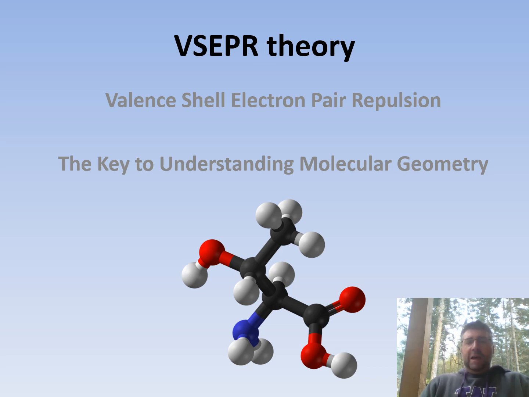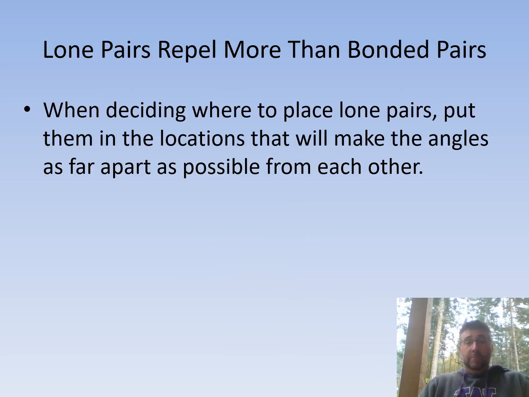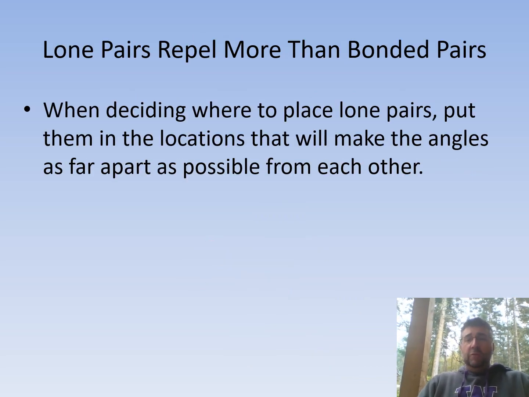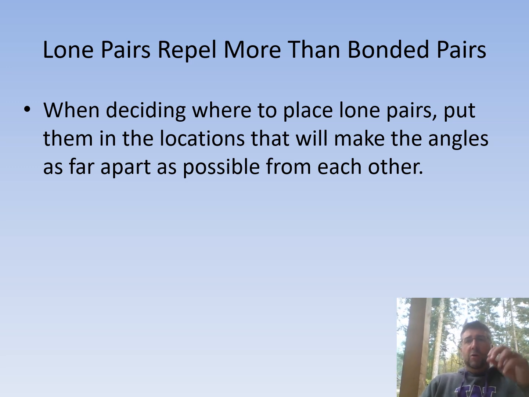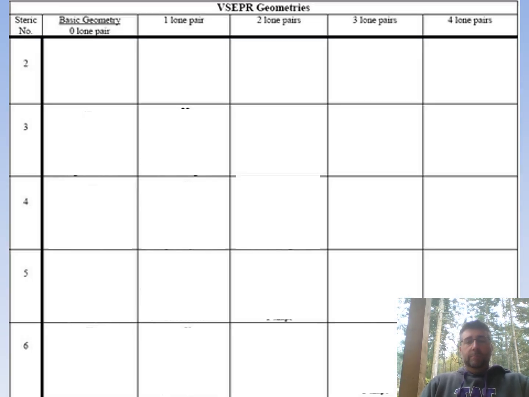All right, this is our last video on VSEPR theory, and we're going to look at things with steric numbers of 6 or greater. Remember, as we build these, lone pairs repel more than bonded pairs, so they're going to want to go in the location that reduces the angles that those lone pairs are with each other.